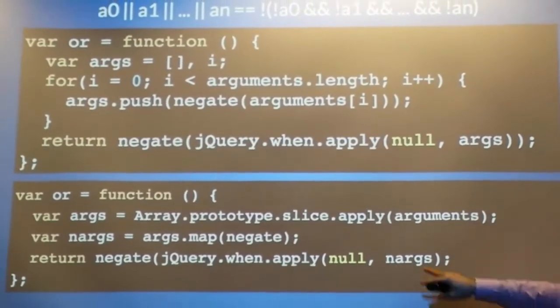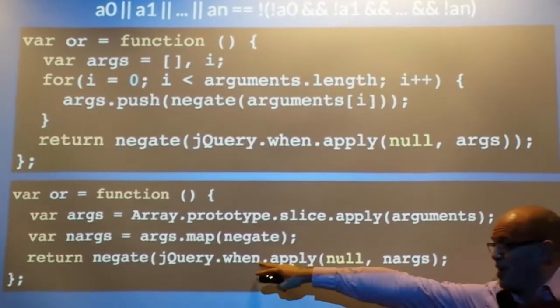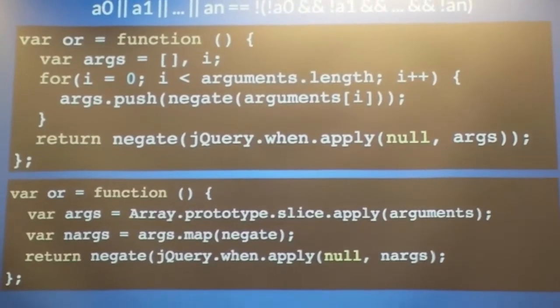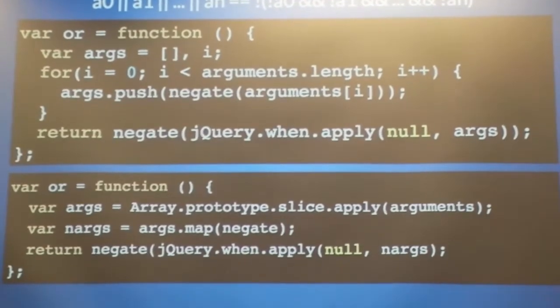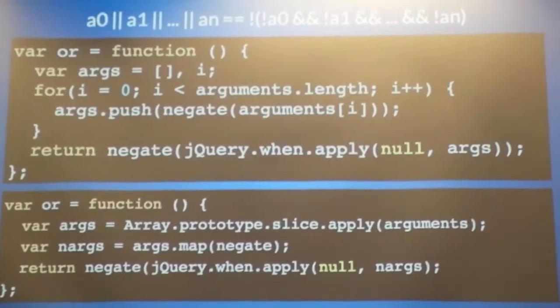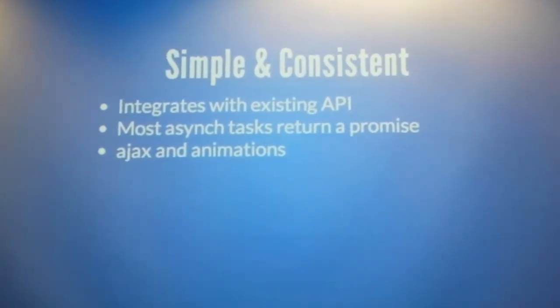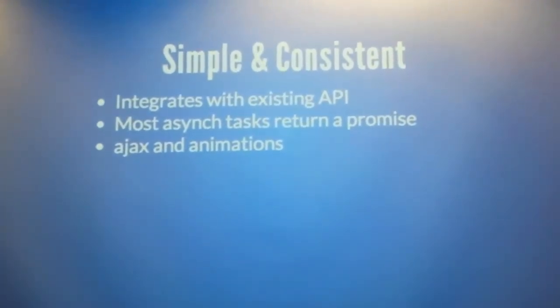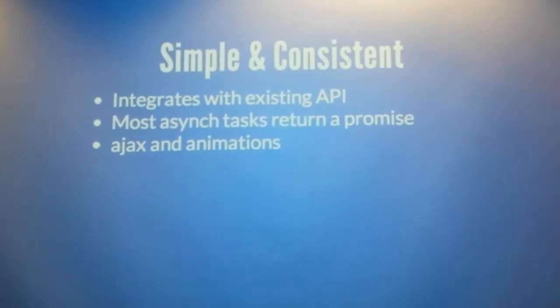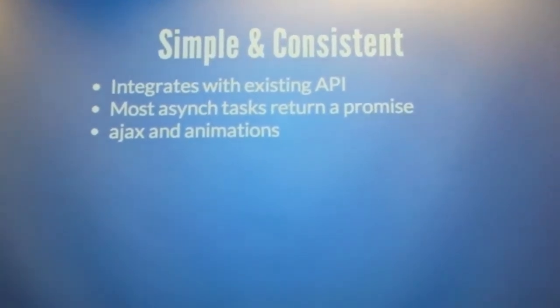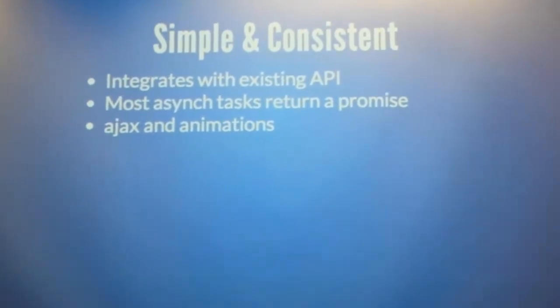And once you've got that, you can just use the apply on the when with an args argument. Okay? That's just a bit of functional programming trickery for you. All right. So the jQuery API: simple and consistent, integrates with all the existing API in jQuery already, and most asynchronous tasks in jQuery would return a promise nowadays.